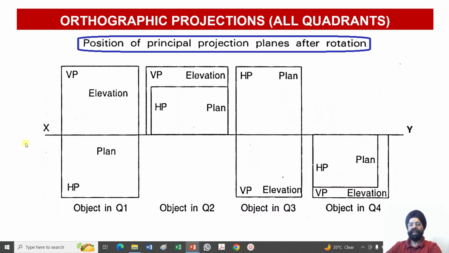So this is the summary. In the first quadrant, the elevation or the front view is drawn above XY, and the plan or the top view is drawn below the XY line.